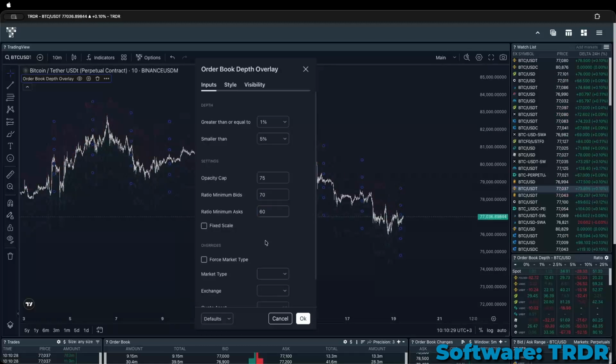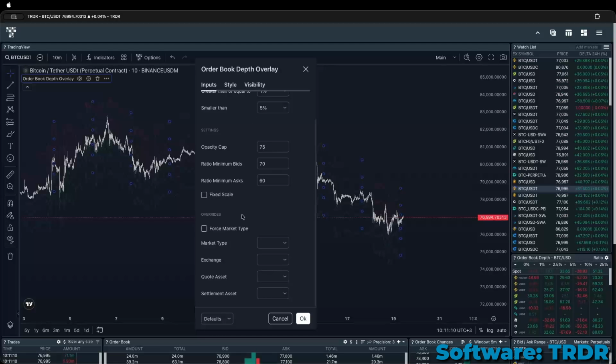A quick tip that I can give you here is that, especially when you're checking spot markets, usually the buyers are going to be much more present than the sellers. So you always want to have the ratio of minimum bids a bit higher than the ratio of minimum asks. But in the futures or perps, this isn't usually the case due to traders being able to also short the ticker. Now lastly, here we got the overrides.